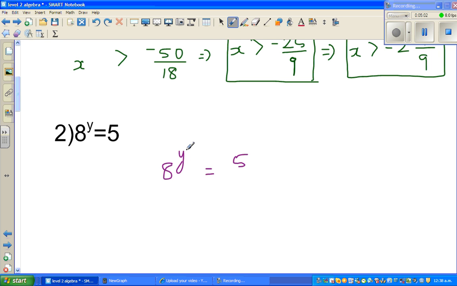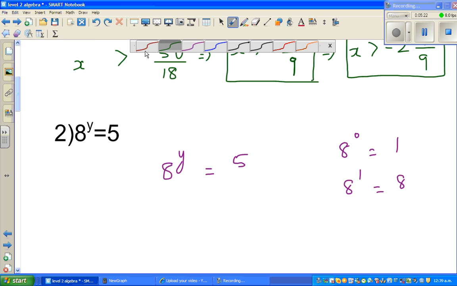You know a to the power 1 is 8. What do I mean? A to the power 0 is 1, and a to the power 1 is 8. So using logic, y should be between 0 and 1. As I told you, whenever you have a power as the unknown or the variable, you can do it by hitting with a log. You don't like the variable sitting as a power.